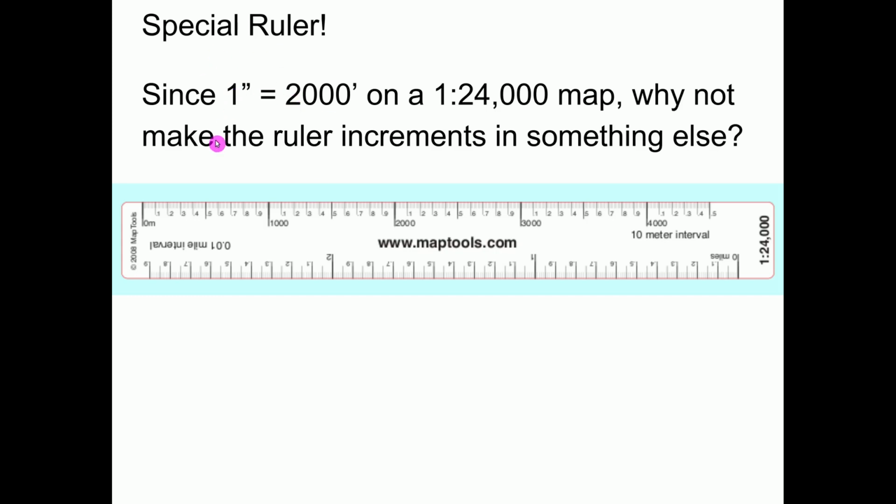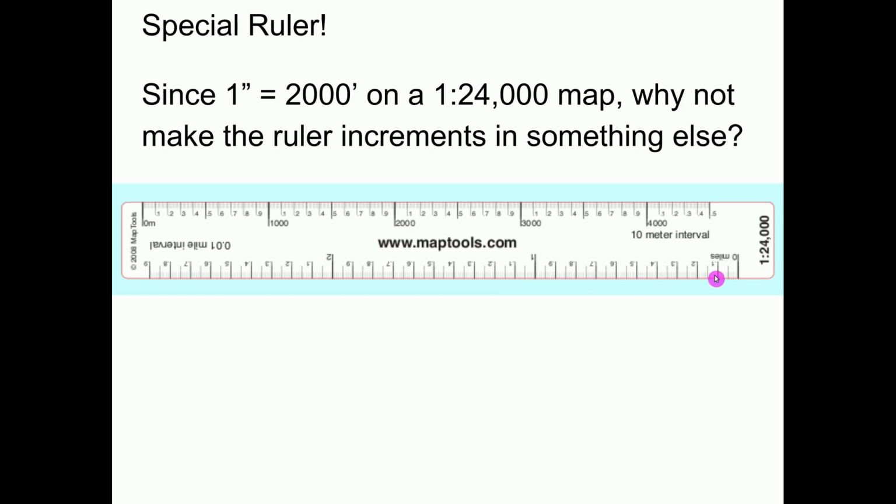With a 1 to 24,000 scale map, 1 inch equals 2,000 feet. So there's a company that makes rulers, and this ruler is made to use with a 1 to 24,000 scale map. So when you slap this ruler down on the map, you can actually measure directly in kilometers and in miles. So from here to here is 1 mile. Each of these is 1/10 of a mile.